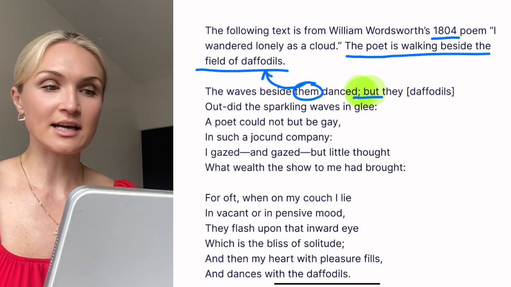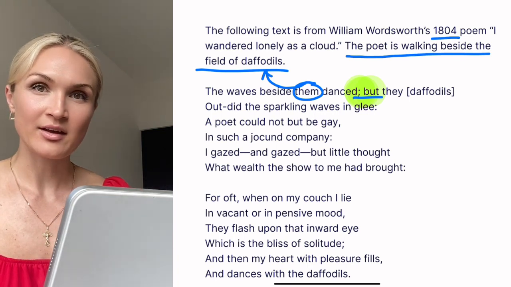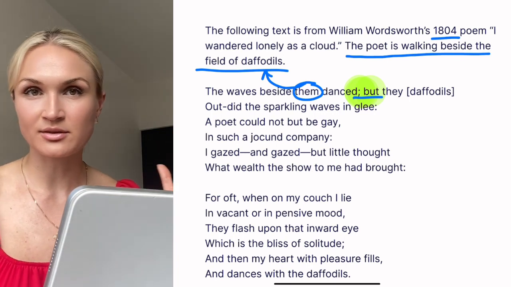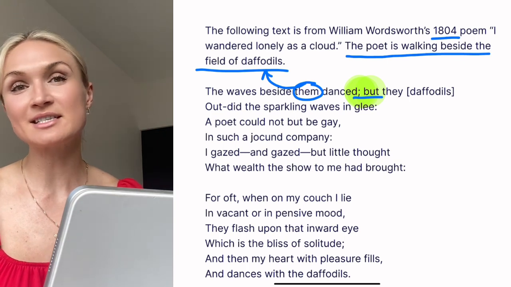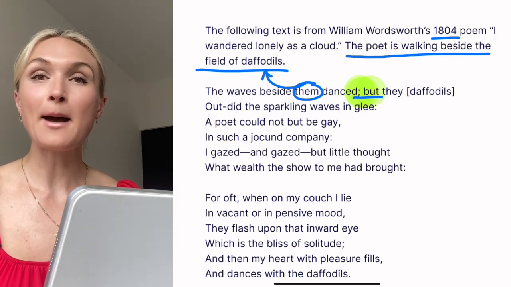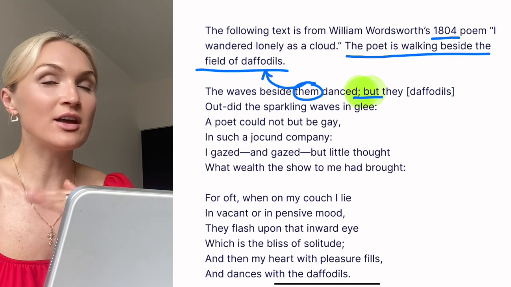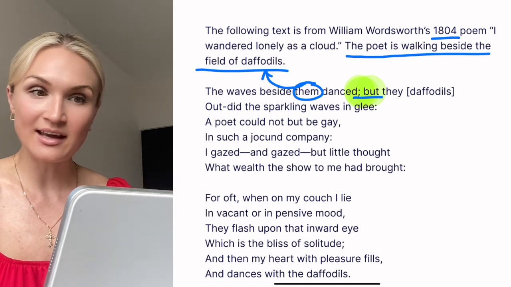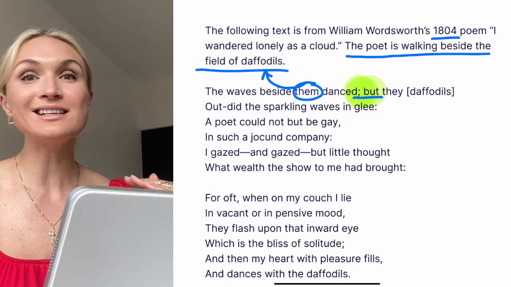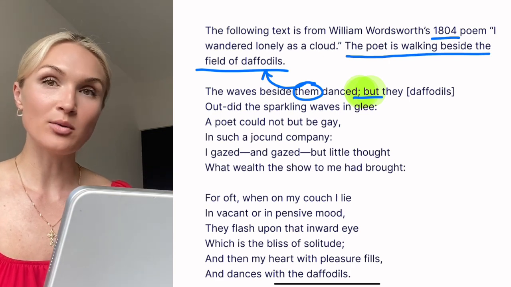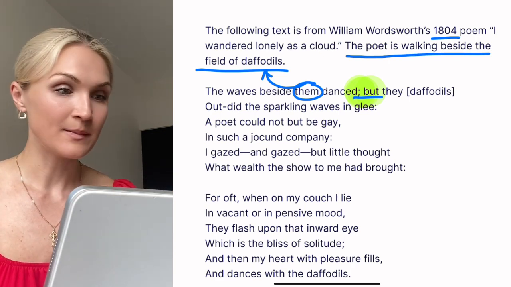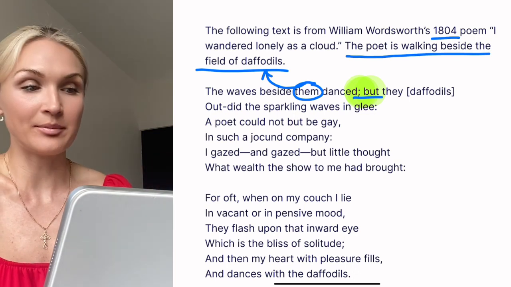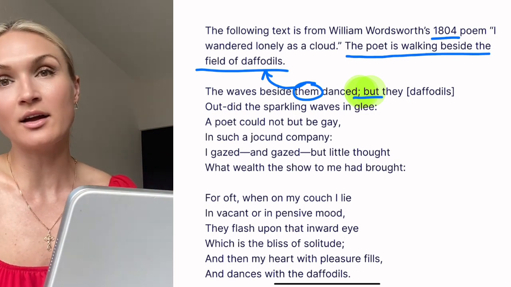A poet could not but be gay. This has nothing to do with being homosexual, heterosexual. Gay here means happy. Could not but be gay, meaning the only thing that he could be is happy. To be gay in 1804 mostly meant to be happy. A poet could not but be gay. He could only be happy in such a jocund company.